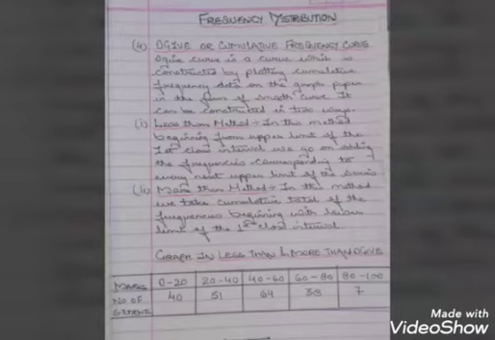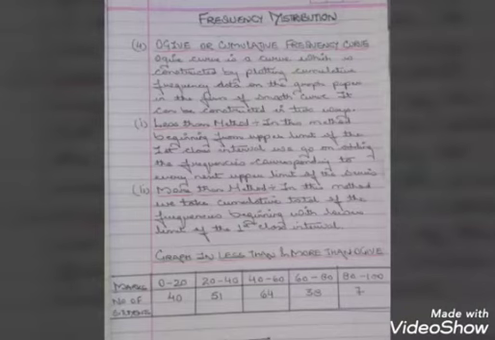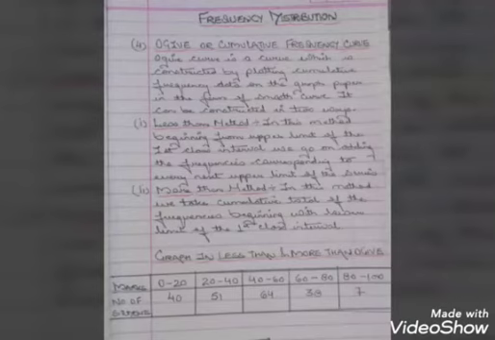When we talk about the more than method, children, we take the cumulative total of the frequencies beginning with the lower limit of the first class interval. That means in the more than method, or more than ogive, we take the total of all the frequencies, that is 40, 51, 64, 38, 7. When we total all the frequencies, that will be at the beginning, with the lower limit.